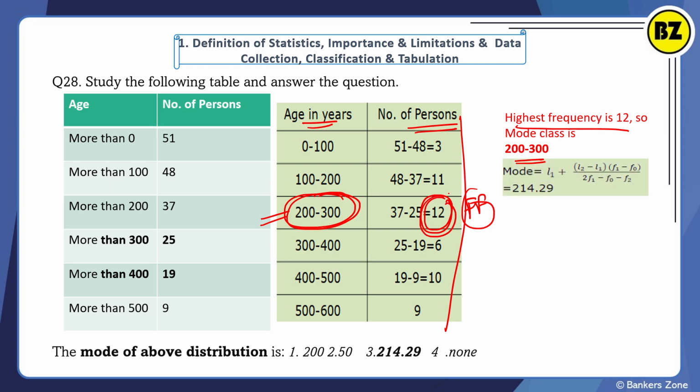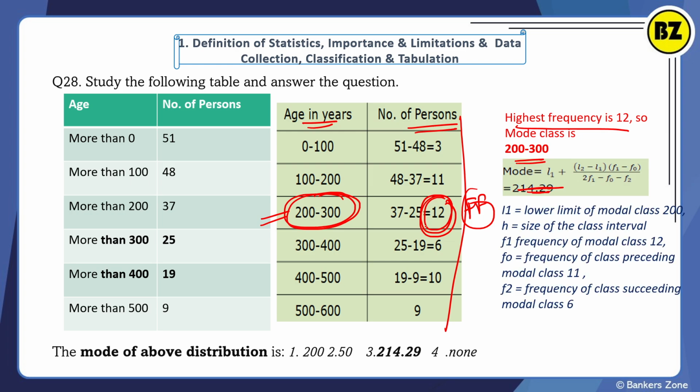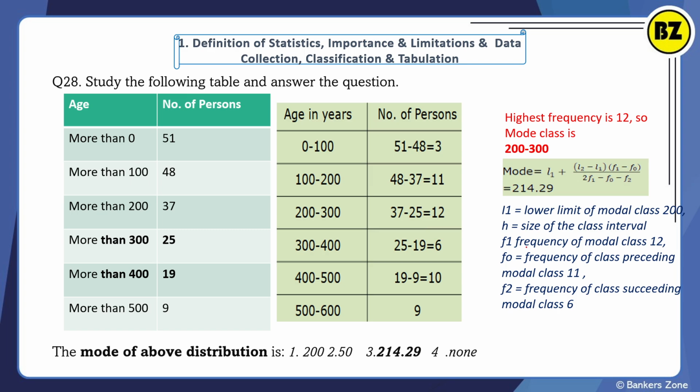Okay. Now see, what is the formula we have? L1 plus (L2 minus L1) into (F1 minus F0) upon (2 F1 minus F0 minus F2). This is the formula we have for calculation of the mode. Now what is L1 here? Always remember, L1 here is the lower limit of the mode class.